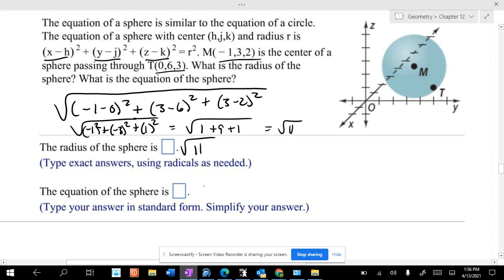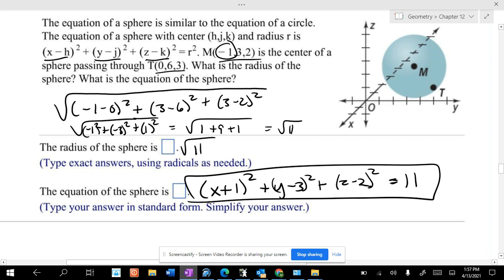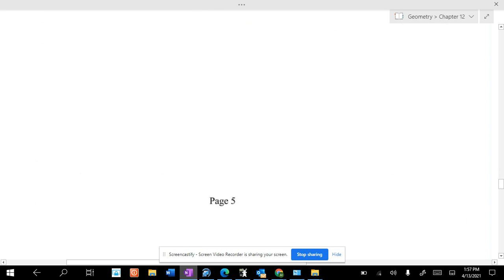So then the equation is x minus the h. H is -1, so minus the negative is plus the positive. So it's x plus 1 squared plus y minus 3 squared plus z minus 2 squared equals, what's the square root of 11 squared? 11. And there you go. Okay.